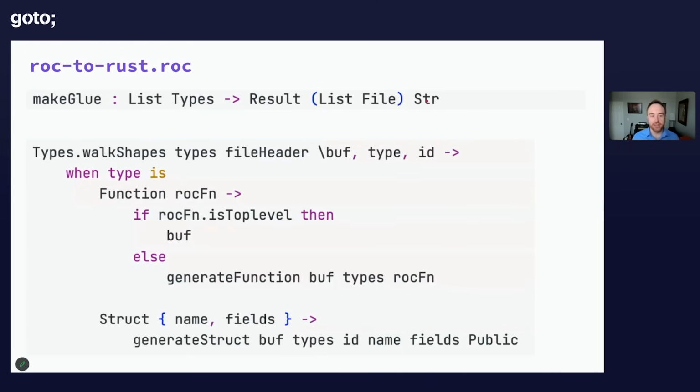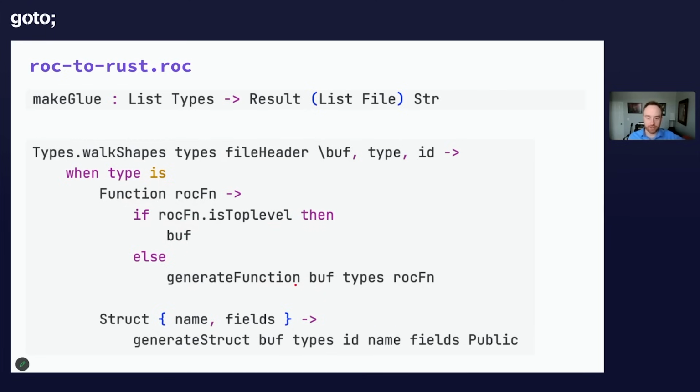So then the implementation of this looks something like this. I'm just going to gloss through this. If you don't know Roc code, that's totally fine. Types.walk_shapes says I'm going to walk over all the different shapes of types that Roc has available. And let's say that I've got a Roc function here. Here's what I'm going to do, here's how I'm going to generate this Rust code.